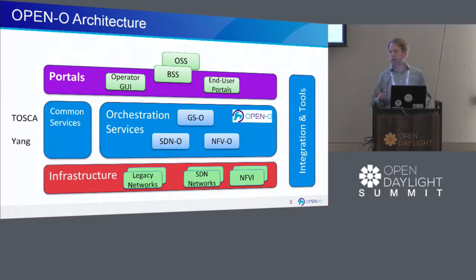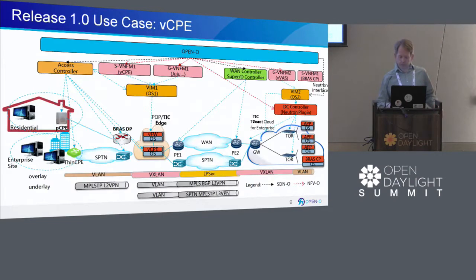SDN-O connects up to SDN controllers, as well as to legacy networks, to EMS systems that may be deployed. Also, NFVO connects up to NFVI, the NFV infrastructure, to VNFM, and to a Vim. And we have a set of common services, such as a microservices bus, to connect all the components together, and integration and tools through an extensive integration lab.